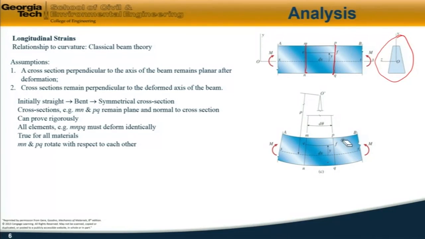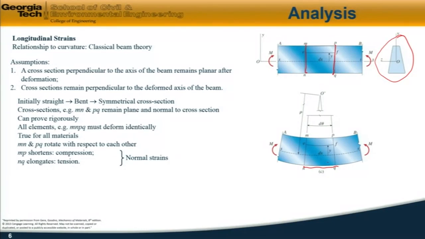So as this beam deforms, these two lines, MN and PQ, rotate with respect to each other. And the angle of rotation between them we will denote by d theta. And it also follows that MP at the top of the beam shortens. In other words, the top of the beam is in compression, and NQ at the bottom of the beam here elongates. It gets longer, therefore the bottom of the beam is in tension under a positive bending moment.